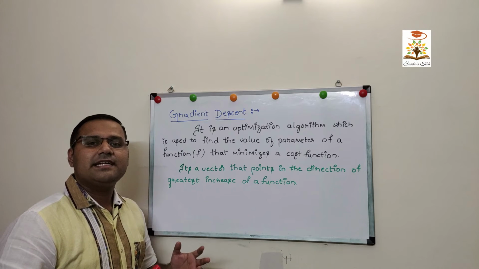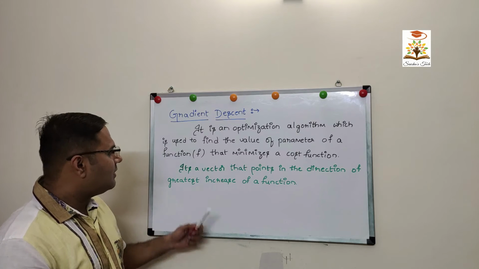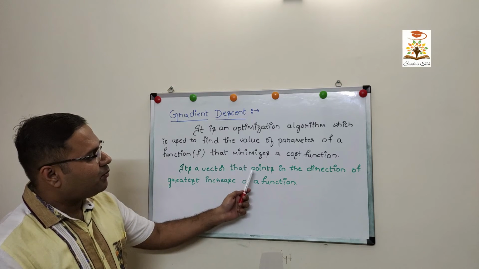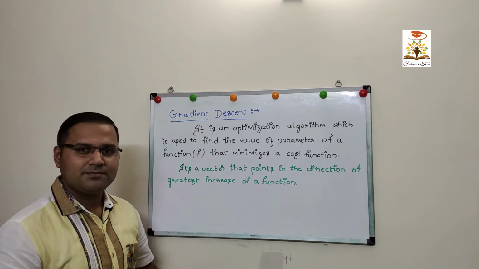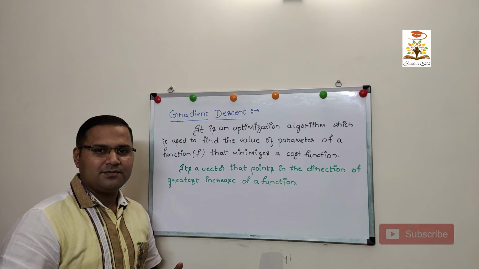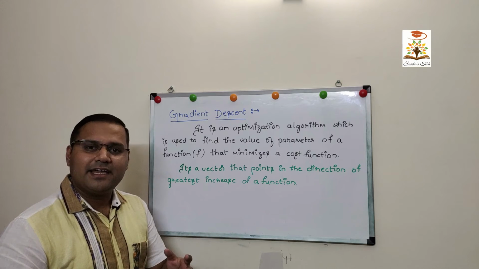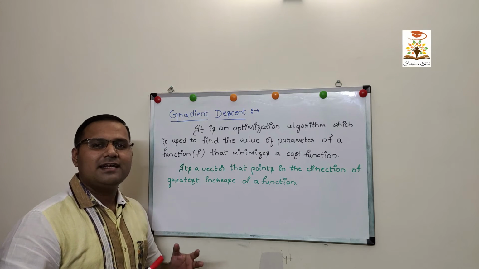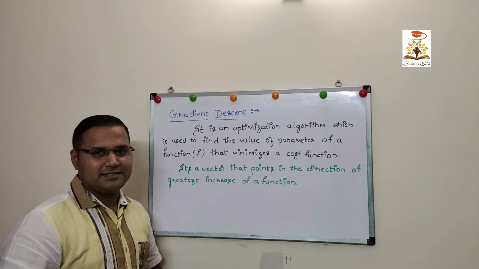Now what does gradient descent provide us? It provides us the vector that points in the direction of the greatest increase of a function. In simple terms, it provides us the vector to move in a direction of least error. Now let us understand the mathematical derivation of gradient descent.